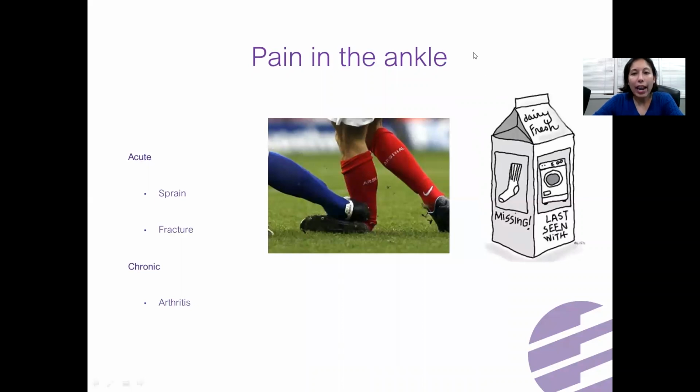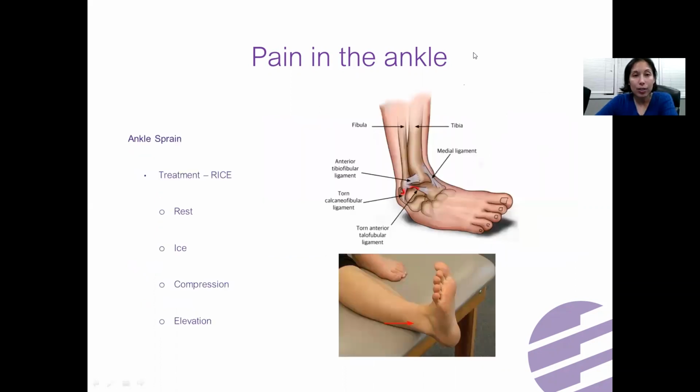So pain in the ankle itself can be due to several different things. Acutely, a lot of times I'll see people come in with a twisted ankle, just a basic sprain, or they'll have broken their ankle, and so they present to my clinic. And the more chronic issues I'll oftentimes see are problems like arthritis or tendonitis. And these are problems that go on for several months or even years.